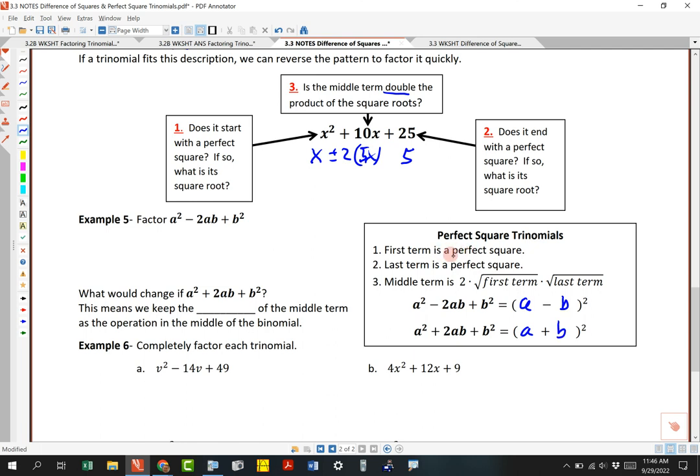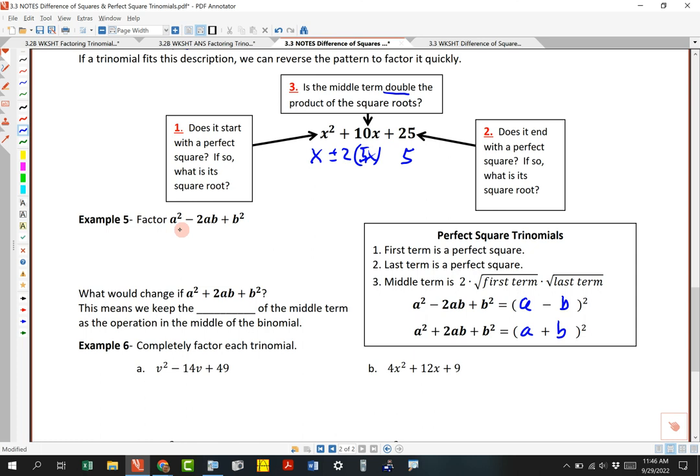So is the first term a perfect square? Is the second term a perfect square? And is the middle term those 2 square roots, if you want to think of it that way, multiplied by 2? Is it double the 2 of those multiplied together? If it is, it fits the pattern, and we can factor it really quickly.